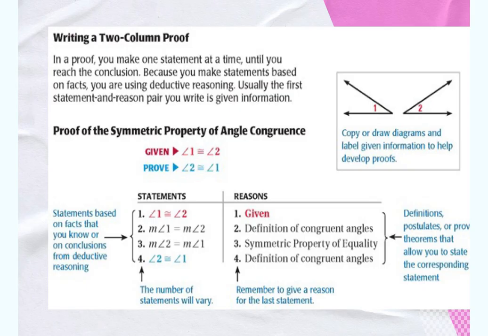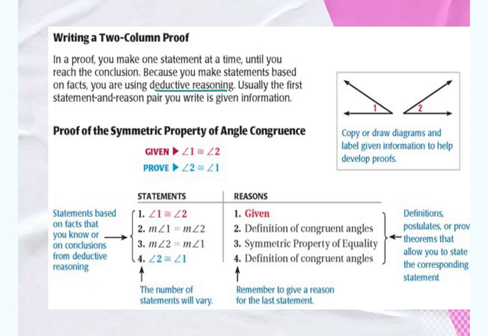All right, so here's some tips. Obviously, 2-column proofs, we did a little bit. In a proof, you want to make one statement at a time until you reach the conclusion. Because you make statements based on facts, you're using deductive reasoning here. Usually the first statement and reason pair you write is given information, but it doesn't have to be that way.